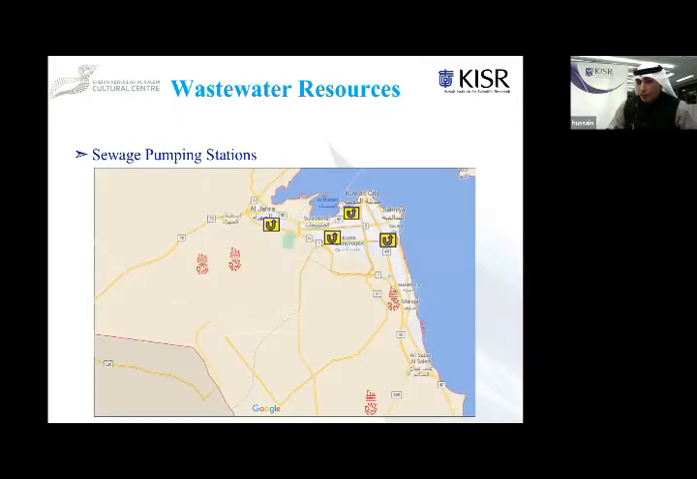The method of collecting wastewater from residential areas is that between the residential areas, all the collecting process relies on gravity, and it is sent directly to the pumping station, which is referred to by the yellow icon. And from the pumping station, it is pushed by pressure to the wastewater treatment plant. And this is the way we collect municipal wastewater from the residential areas.